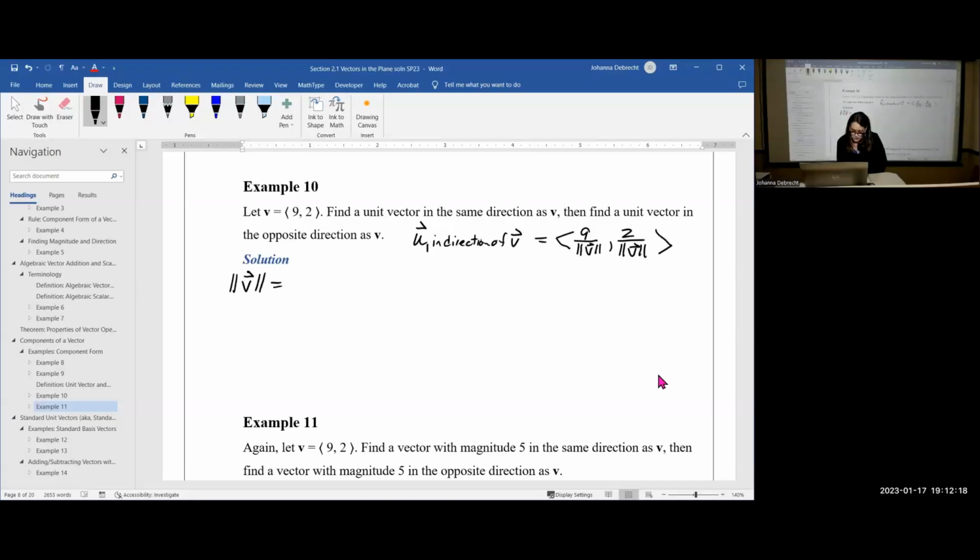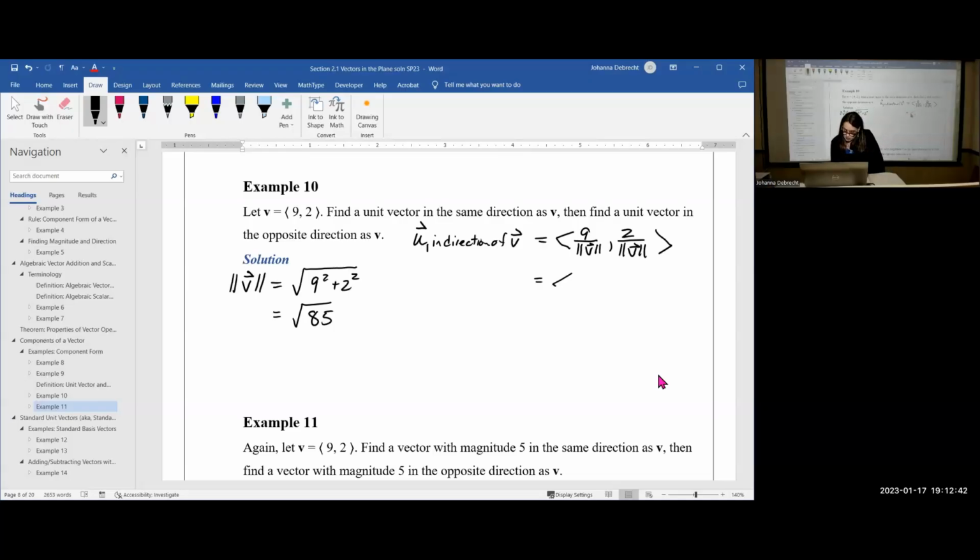Magnitude of a vector, remember, is basically the distance formula, finding the hypotenuse of the right triangle. So you square the x component, square the y component, add them together, and take the square root. So this is 81 plus 4, which is the square root of 85. So coming up here, 85, of course, does not have any perfect square factors.